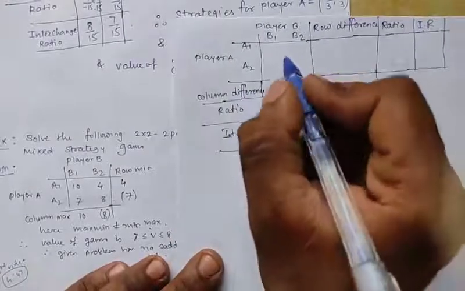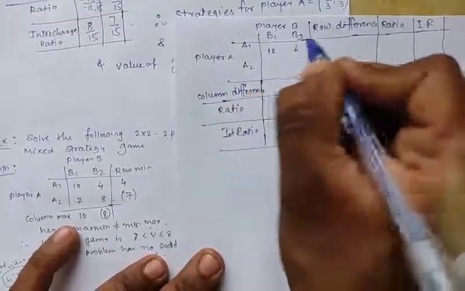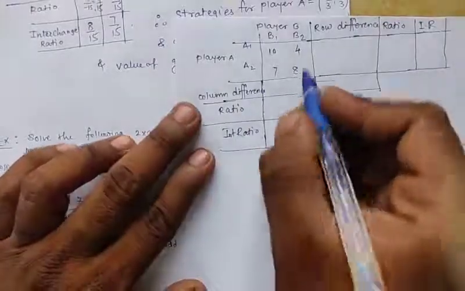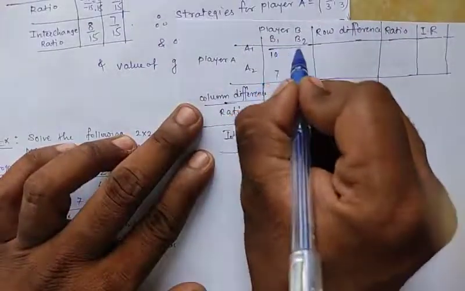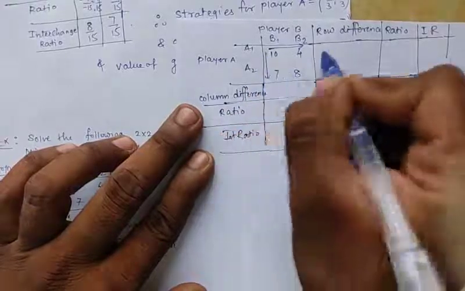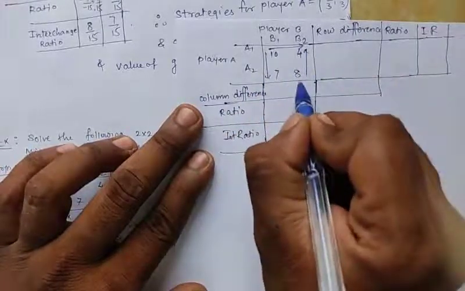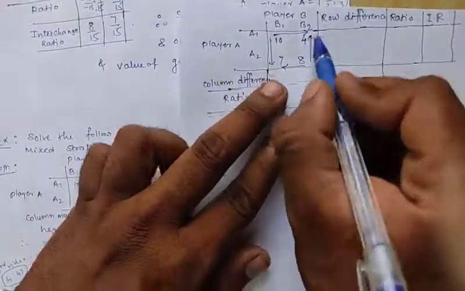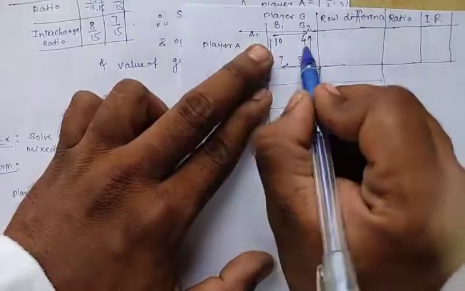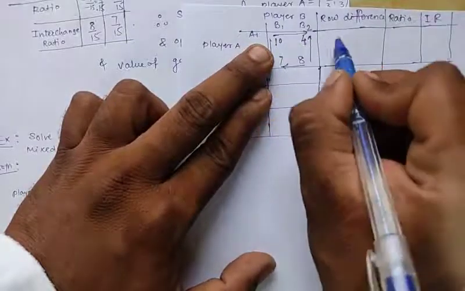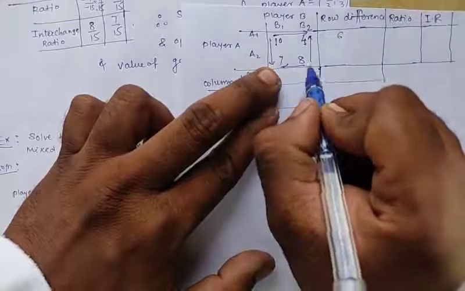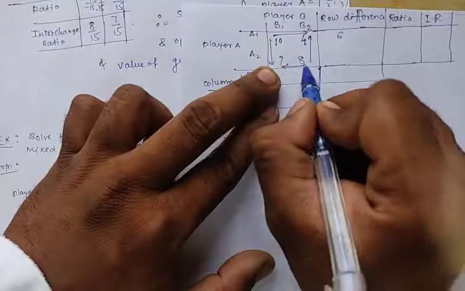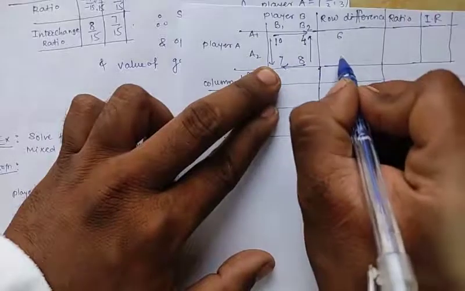So our matrix is here 10, 4, 7, 8. So basically first we'll make arrows. So here this direction, and here again this direction, and here is this direction. So for the row difference, the first element is 10, second is 4. So 10 minus 4, which is 6. Next, for the second row difference, the first element is 8, second is 7. So 8 minus 7, which is equal to 1.